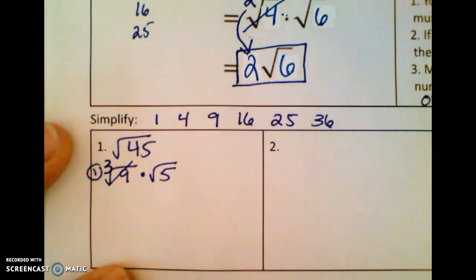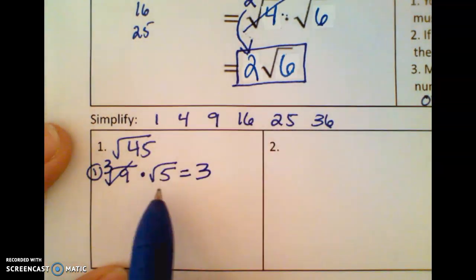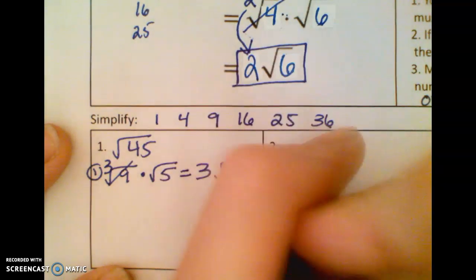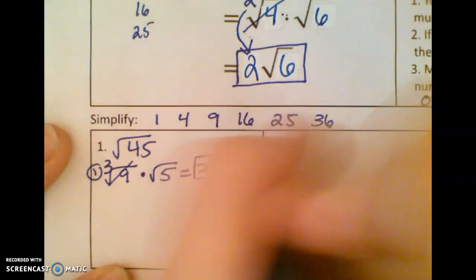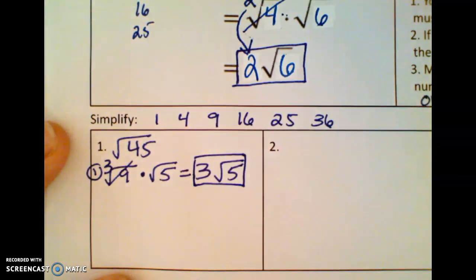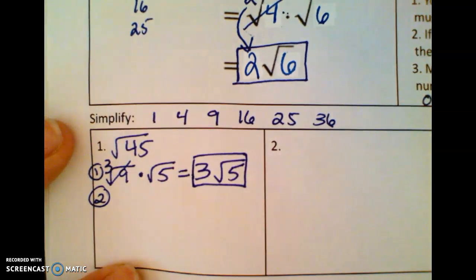So now that we got the biggest perfect square, the square root of 9 is 3. So let's cross it out and put a 3. So we will bring down our 3, and then what's left inside the square root is 5. So we have 3 root 5, and that is as simple as we can get it. Well, let's look at the second method. The second method is the tree or the barn method.